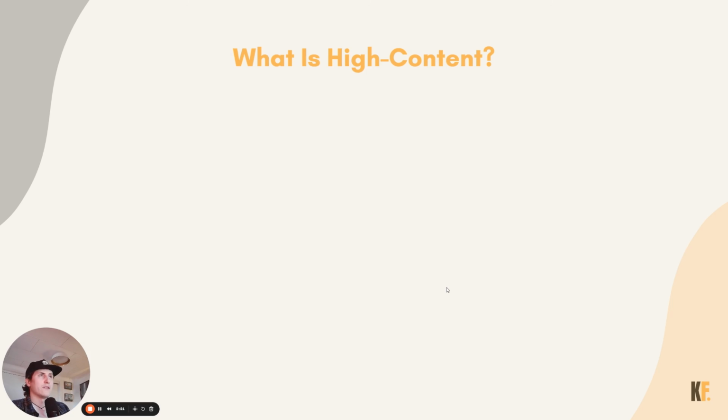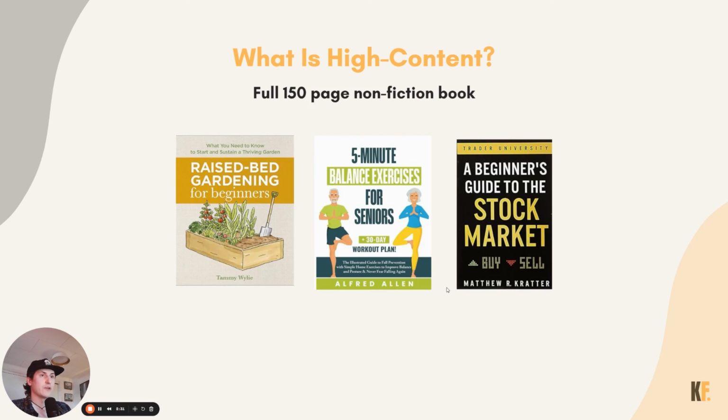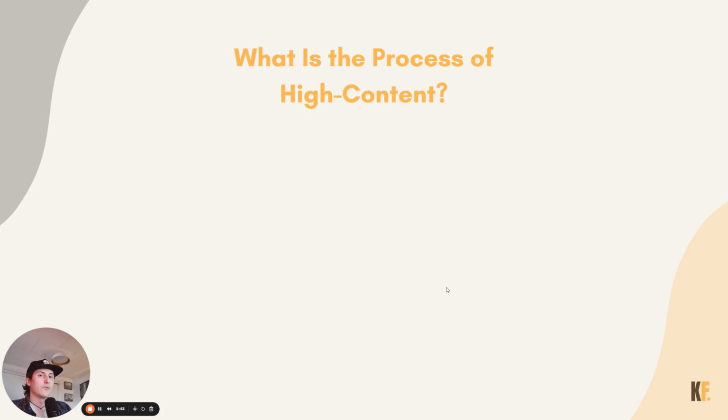So what is high content? High content is a bit different. It's going to be basically an entire 150-page nonfiction book. This is normally going to be teaching somebody about something, things like raised bed gardening for beginners, balance exercises for seniors, a beginner's guide to the stock market, and that sort of thing. You're not normally going to be publishing in extremely technical topics, hence why we can create a book that we know nothing about.